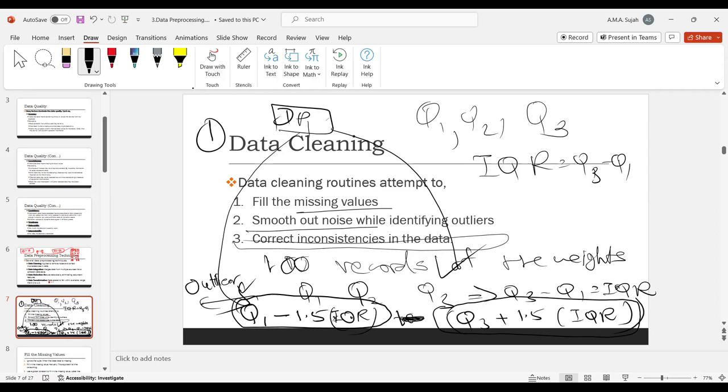Now we will look at, one by one, how we can clean the data. The first thing we will look at is how we can fill the missing values. We cannot apply the same way to fill missing values in different scenarios. For different situations, we can use different techniques to fill the data, right?